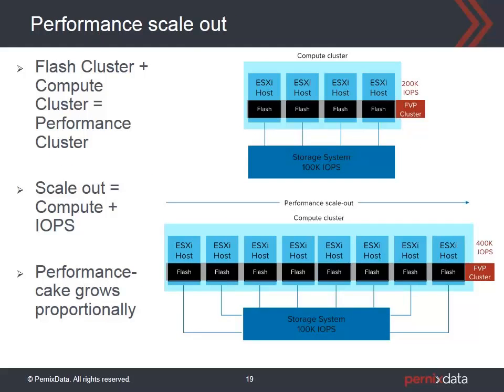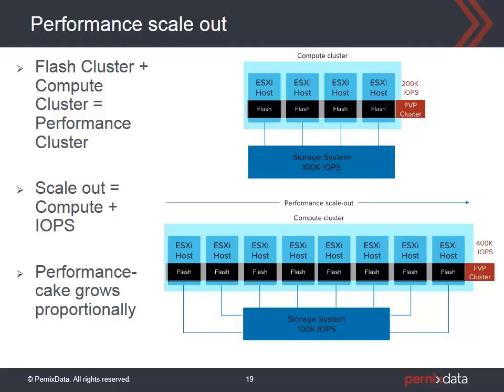Now, if you need more hosts because you're running more virtual machines, you're going to scale out not only compute, but also performance independently of your array itself. So this is the first time you can actually scale out storage performance apart from your storage array. So your storage array still delivers 100K, and your FVP cluster now delivers 400K.